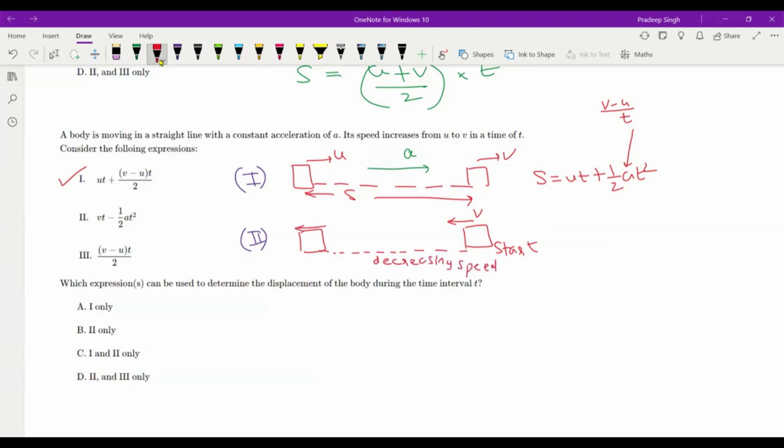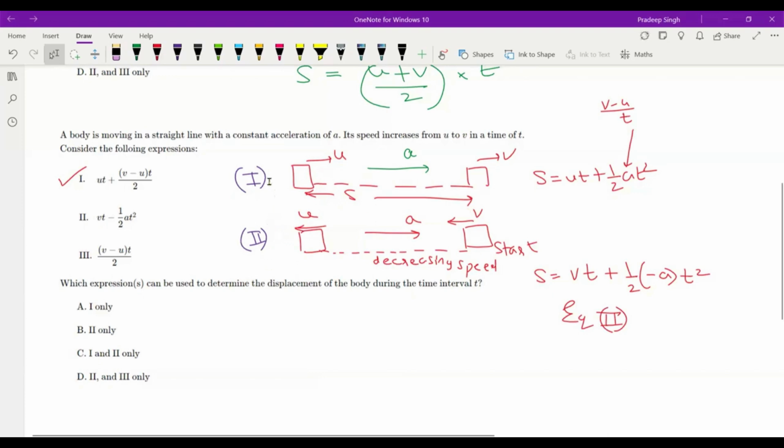Decreasing speed, final velocity becomes u. And now the acceleration is still towards the right hand side. So now if you apply the Suvat equation, initial speed now will be v. So we will write vt plus half, acceleration will be negative because the speed is decreasing. And this is your equation 2.